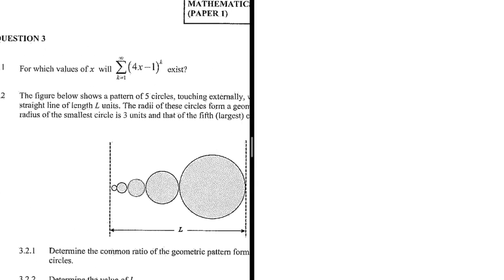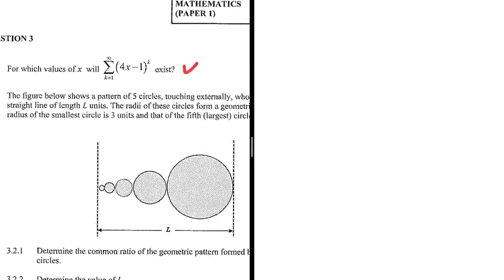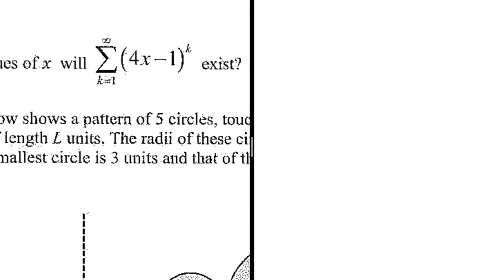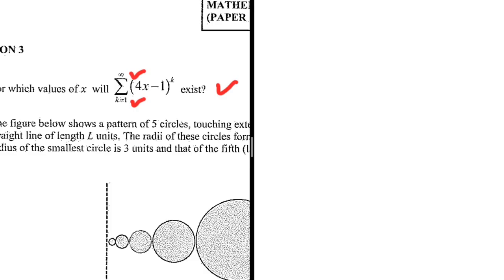For which values of x will this sum exist? What is special about this sum? We are going from k is equals to 1 to infinity. We can only calculate the sum to infinity if the series is convergent, because if it is divergent, then we can't calculate the sum to infinity because it keeps on increasing. But if it is convergent, then we can calculate the sum to infinity. So let's take a look.